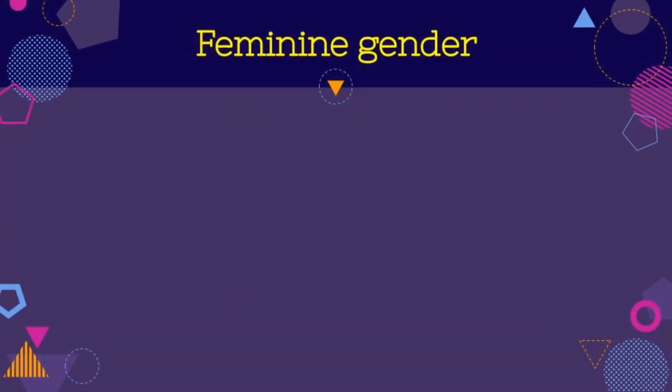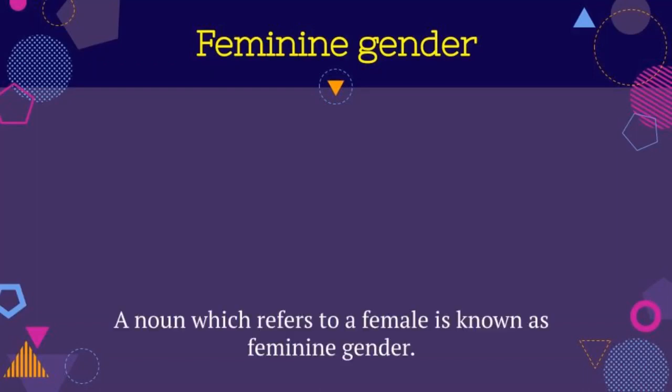Okay students, now we are going to see feminine gender. What is the meaning of feminine? It means female. A noun which refers to a female person or female animal is known as feminine gender. Feminine gender is a gender which refers to a female person or female animal.